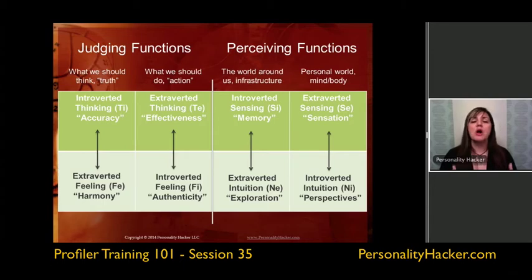Memory and exploration are focused on the world around us or infrastructure. Memory is, how is the infrastructure being maintained? What have I always seen before? What do I know based on how I've experienced this in the past? Versus exploration, which is, how do we change the infrastructure? How do we bring novelty? What's new? So people who are NPs or SJs are oftentimes focused on the infrastructure of a situation, either maintaining it and keeping it the same or radically altering it or changing it.